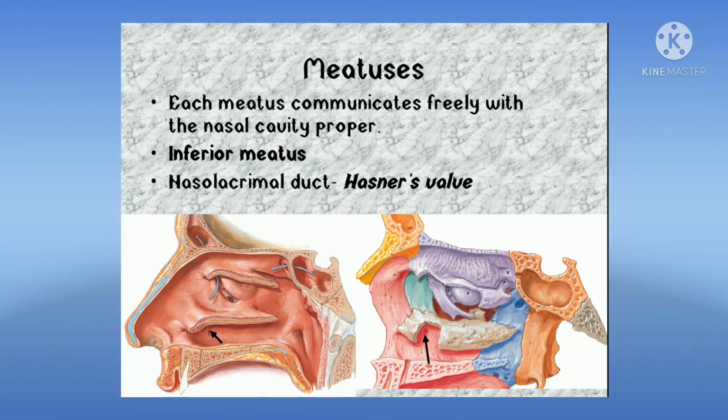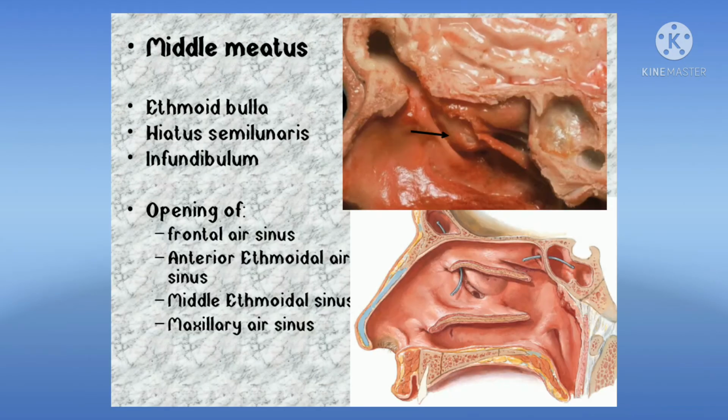The inferior concha is made up of an individual bone. This meatus is the largest of all the other meatus. The nasolacrimal duct opens into the junction of its anterior one-third and the posterior two-third portion. The opening of nasolacrimal duct is guarded by lacrimal fold or Hasner's valve.